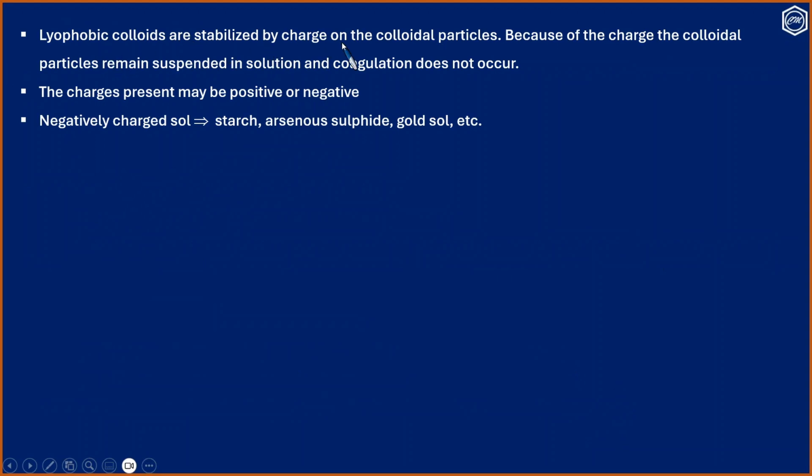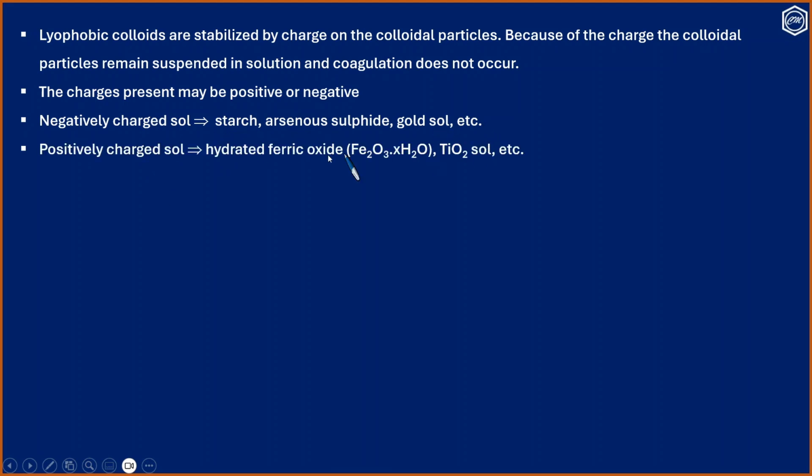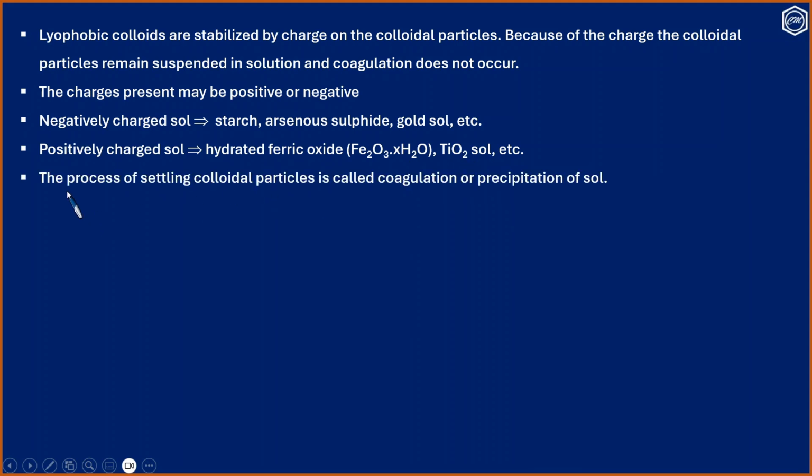Lyophobic colloids are stabilized by charge on the colloidal particles. Because of the charge, the colloidal particles remain suspended in solution. Coagulation does not occur. The charge present may be either positive or negative. Some examples of negatively charged sols are starch, arsenic sulphide, gold sol, etc. Some positively charged sols are hydrated ferric oxide, Fe2O3, titanium dioxide sol, etc. The process of settling of colloidal particles is called coagulation or precipitation of the sol.